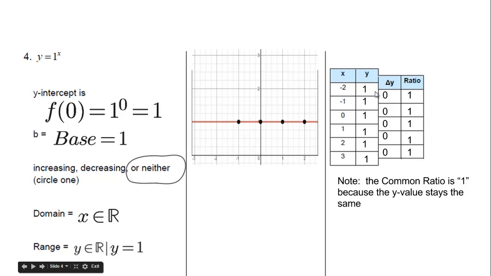Just because the first differences are the same, it actually is linear, but it's also exponential as well. This is kind of the overlap between linear and exponential. And then we start going back down the other way.